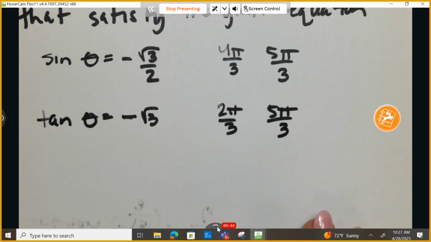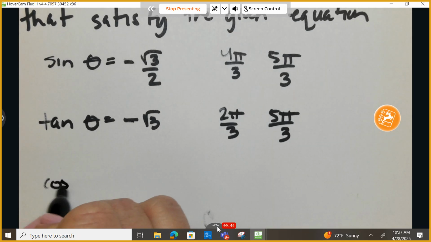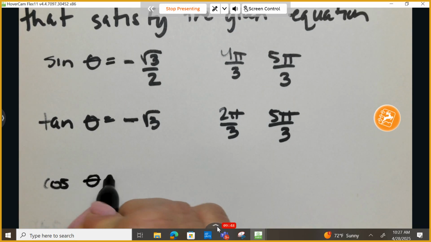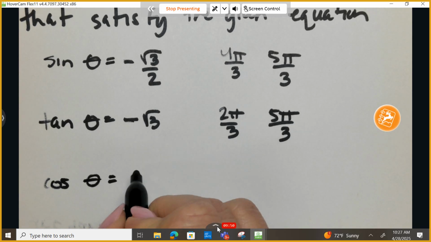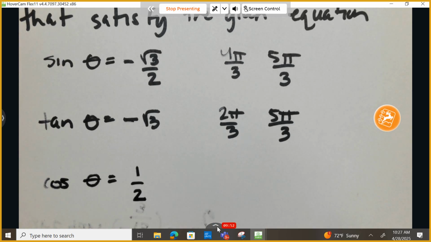Okay, last one. I want to see if you can do it on your own. Cosine of this angle is going to be positive 1/2. Go ahead, please. How many answers will you have? 2.